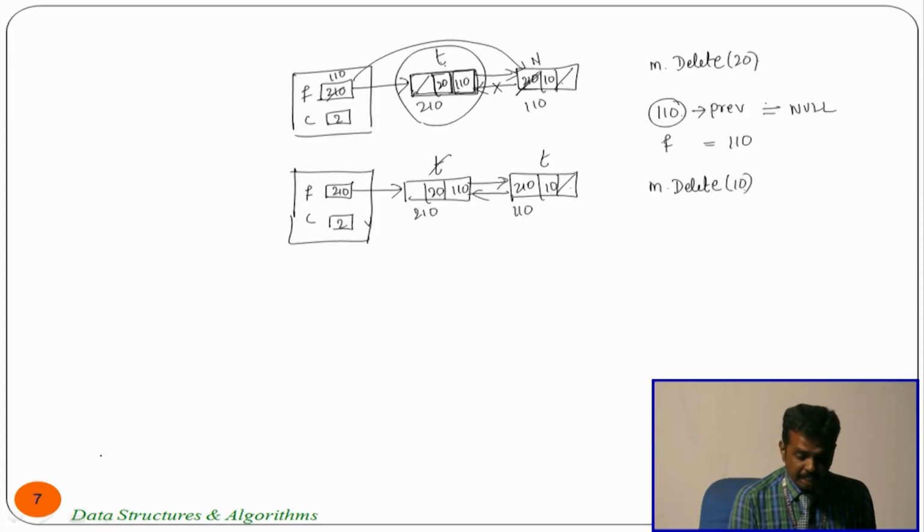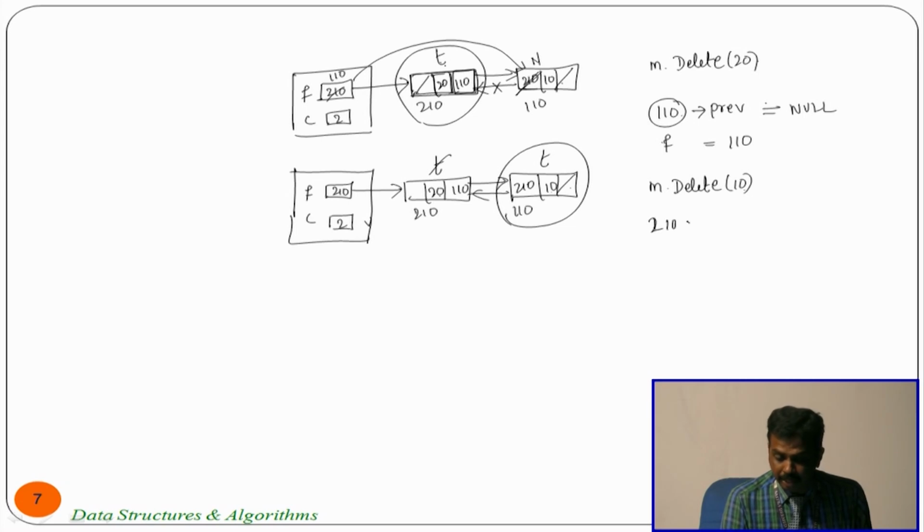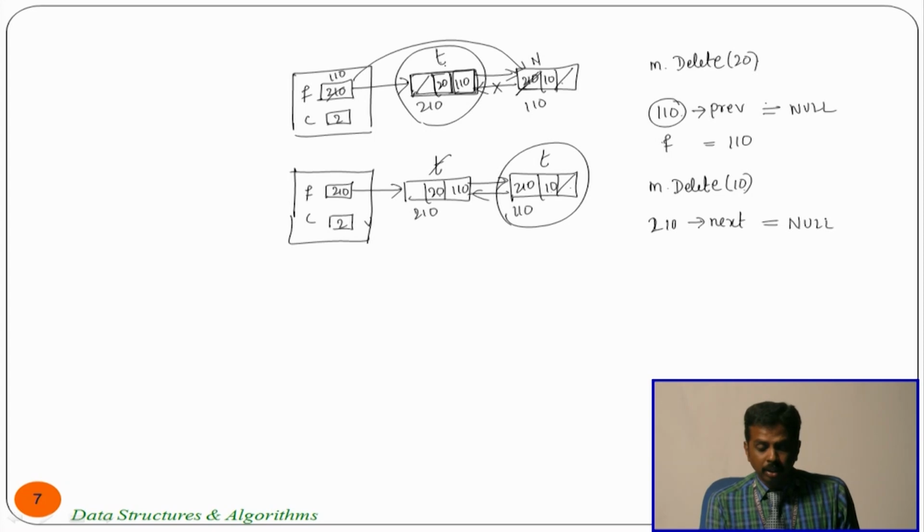So it is identified that the T is the last node. If I want to delete this last node, what I have to write is: the next of 210 has to be updated with null. Then this node can be deleted.